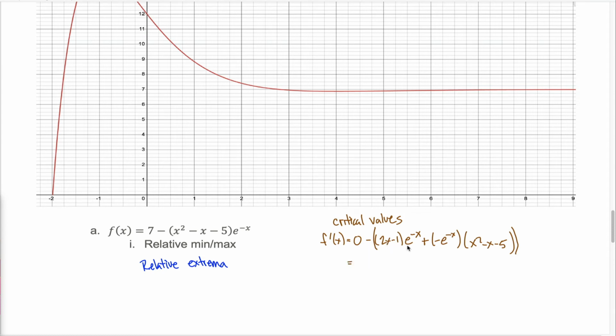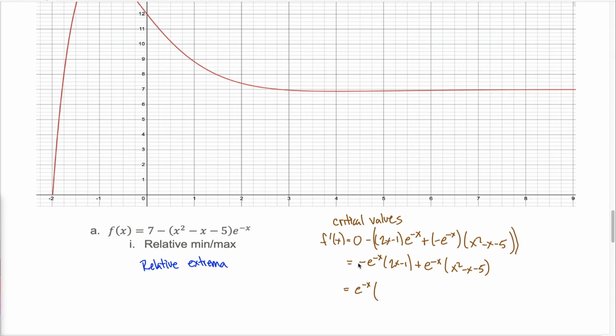As we saw in a previous video, both of these terms have an e to the negative x in them, and it makes life a little bit easier to factor out a negative e to the negative x. If I do that, what I'm left with here is 2x minus 1, because here's the negative and here's the e to the negative x. And if I do that over here, I can get rid of these outer parentheses by taking this negative and distributing it through. So that gives me negative e to the negative x times 2x minus 1. And then this negative and this negative make a positive e to the negative x that's multiplied by x squared minus x minus 5.